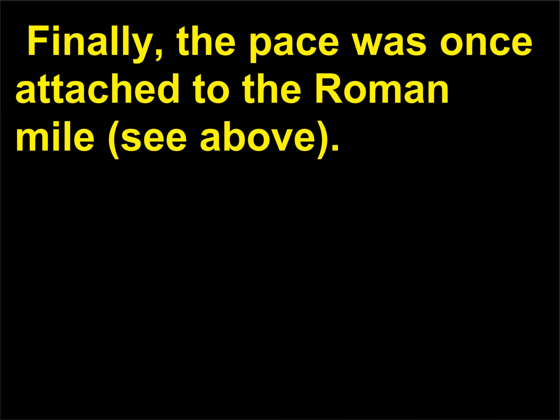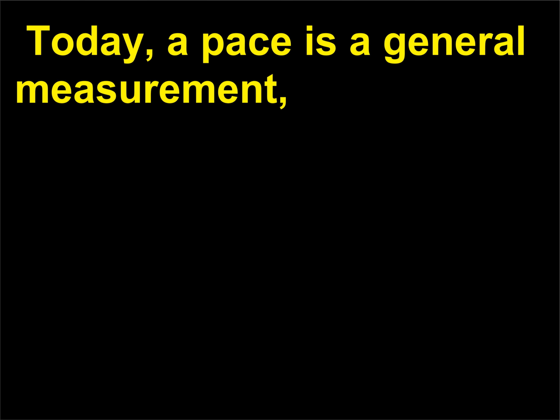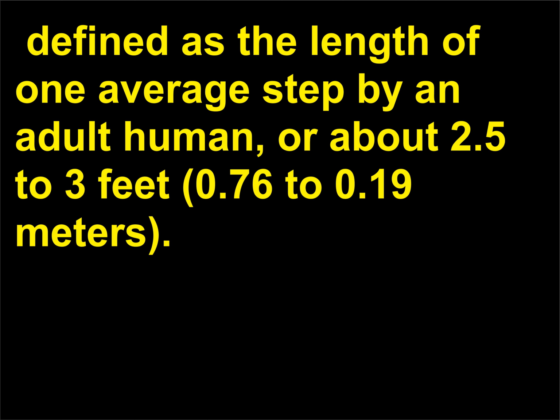Finally, the pace was once attached to the Roman mile, see above. Today, a pace is a general measurement, defined as the length of one average step by an adult human, or about 2.5 to 3 feet, 0.76 to 0.91 meters.